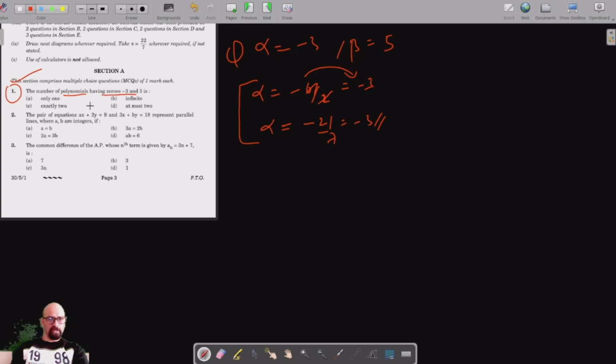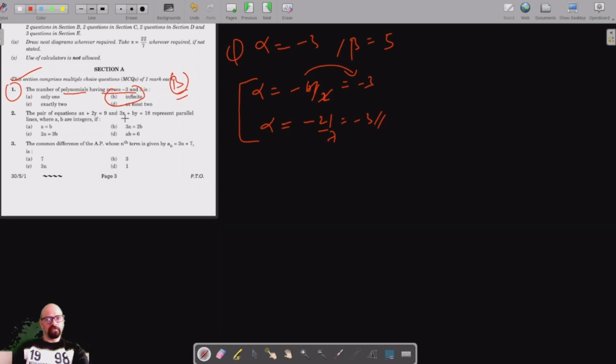So the answer for this is infinite. So B is the correct option for the number of polynomials having zeros minus 3 and 5. These are real numbers, and we can get them in infinite number of ways. Let's move on to question number two.